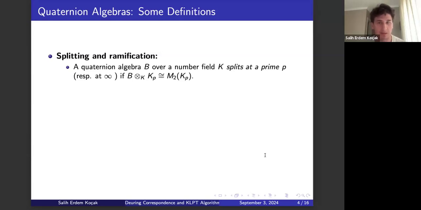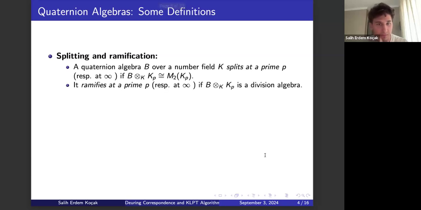The splitting and ramification. We say a quaternion algebra B splits at p if B tensor product with K_p is the matrix algebra over K_p, and if the same tensor product is a division algebra, we say it ramifies at p. So a quaternion algebra splits or ramifies at a p, and it's given by this relation of B tensor product with K_p being isomorphic to a matrix algebra or a division algebra.